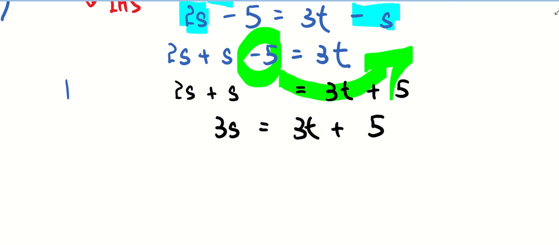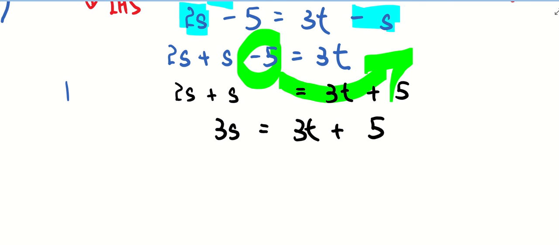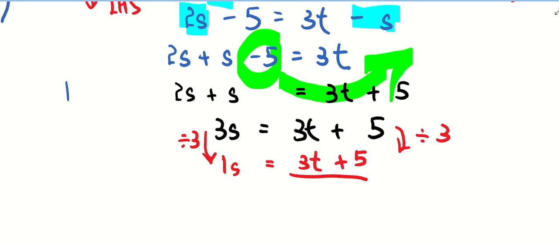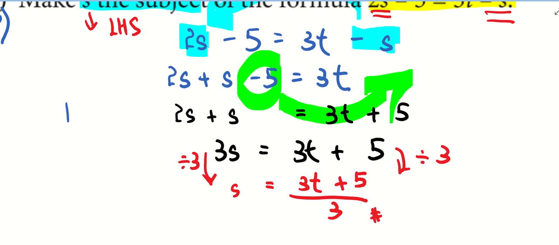Again, we are going to make use of the same trick. I don't want 3s. I only want 1s. What must I divide? Divide by 3. So I divide by 3 on the left. I will also divide by 3 on the right. But if I don't write divide by 3, I can write it as a fraction. Thank you, Danny. And because 1 is invisible, I don't have to write down number 1. Okay? Then, S is the subject of this particular formula.